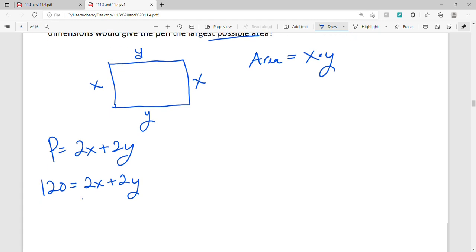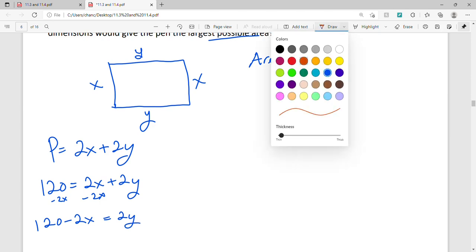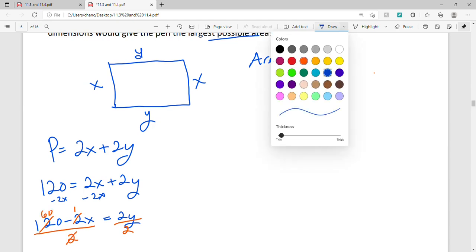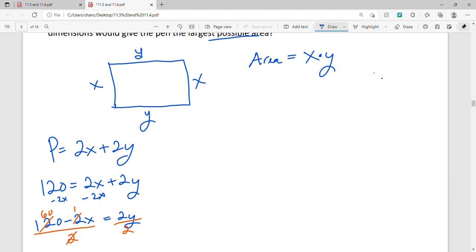Let's subtract the 2x from both sides. We have 120 minus 2x equals 2y. Now we could divide both sides by 2. And look at that, each of the left two numbers has a factor of 2, so we could divide each of these by 2. And so that gives us 60 minus x is equal to y. This is what y is equal to.